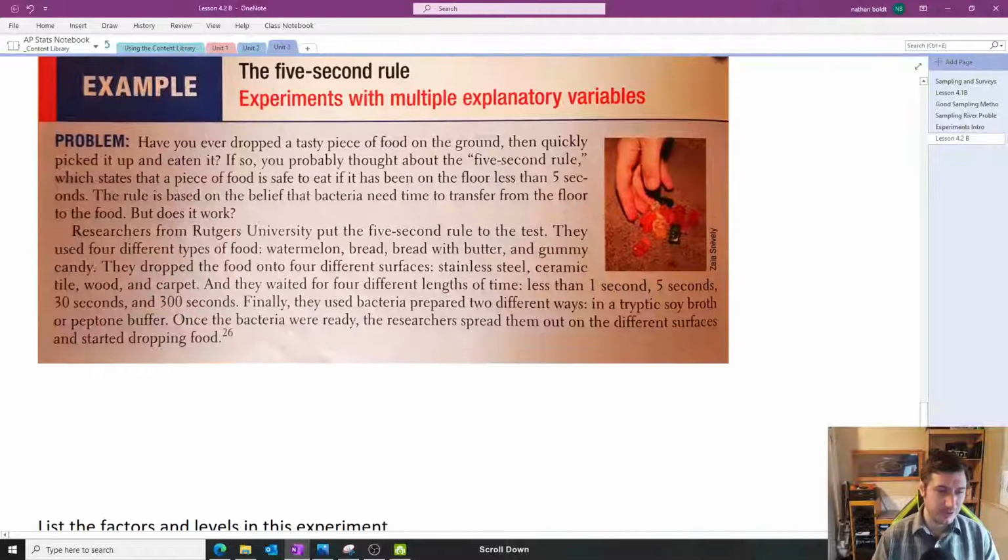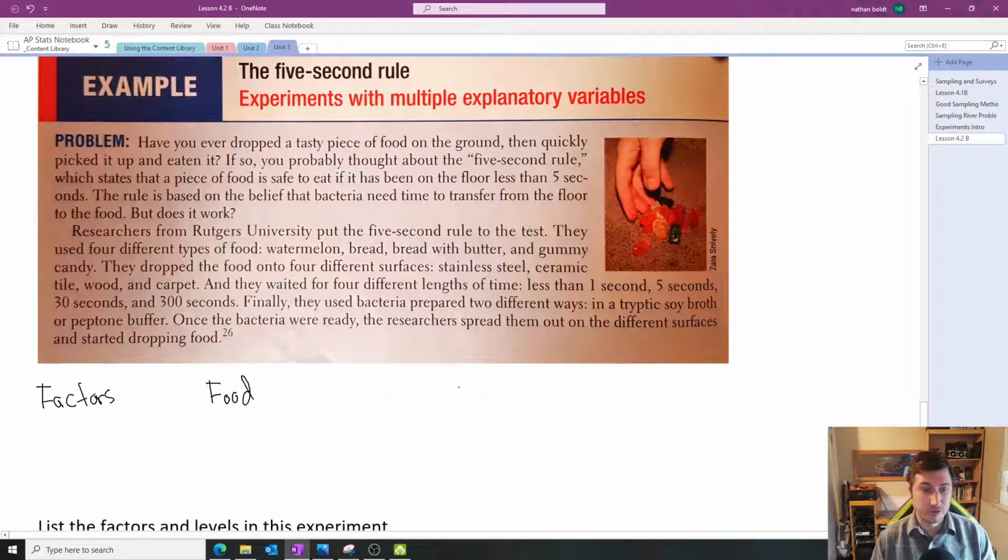All right, so here we go. What are our factors and levels in this experiment? Much more complicated. Well, first, we've got the different types of food. So here are our factors. We've got food. That was one thing they are changing. Doesn't matter what type of food you are dropping. Then they were testing surfaces. Then length of time was another variable they were testing. And the last variable they had was how the bacteria was grown.